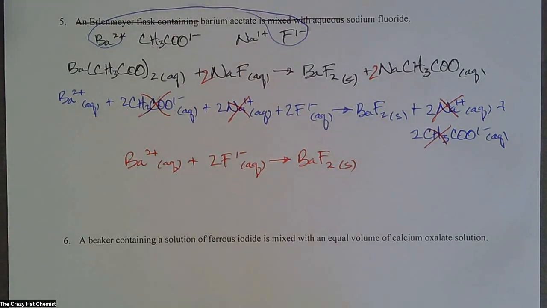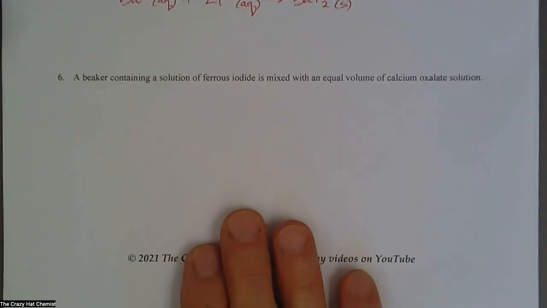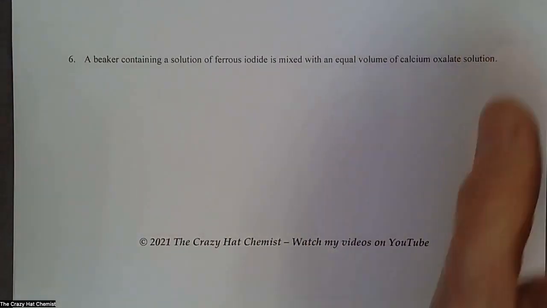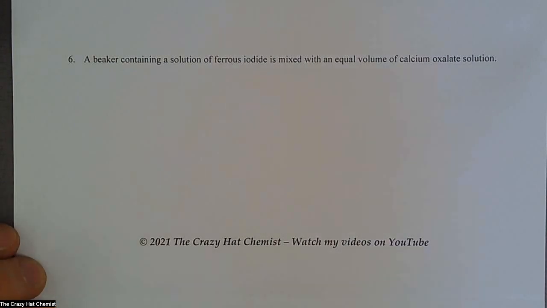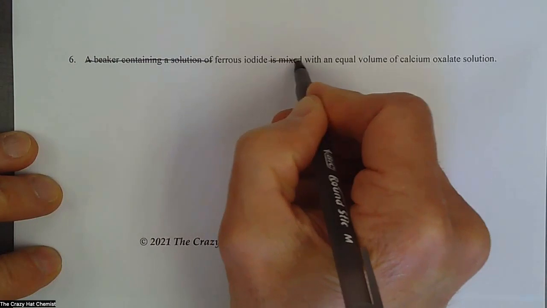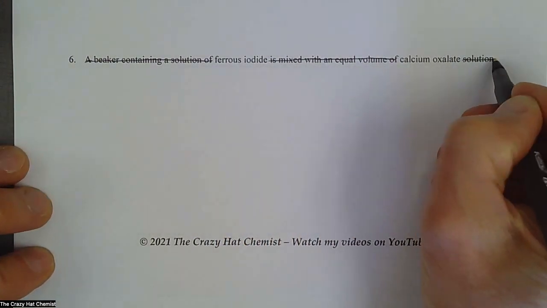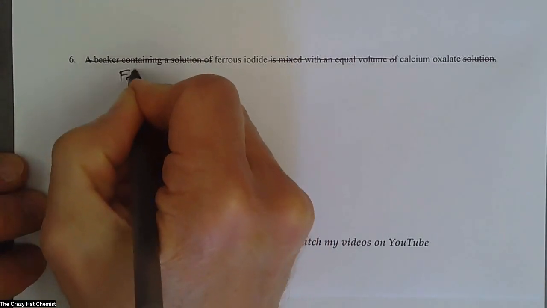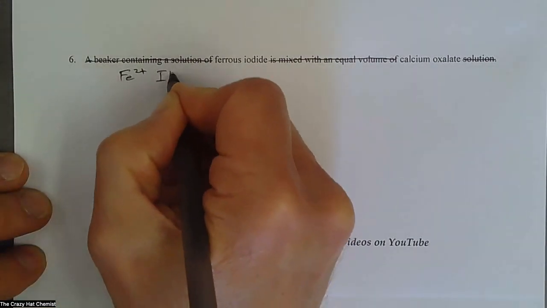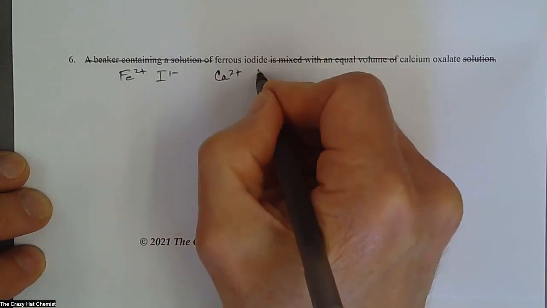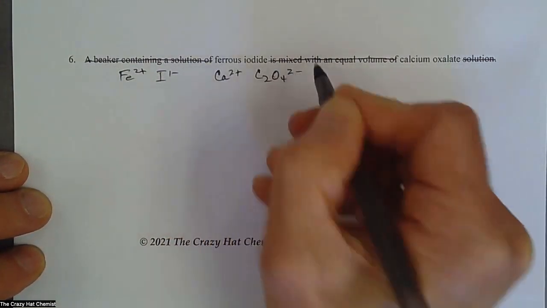All right, so now we're going to move on to our next problem. Our next problem is right here with number 6. Number 6, here we go. We have a beaker containing ferrous iodide is mixed with calcium oxalate. So ferrous iodide, ferrous is 2+, iodide is 1-, that's a halide ion, calcium is a group 2, that's +2, oxalate C2O4 and a 2-.